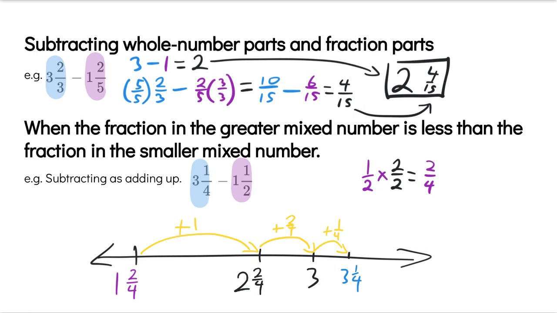So the answer to the question is located right here on top of the number line. How far did we have to go? How much did we have to add to 1 1/2 to get to 3 1/4? We added 1 2/4, 3/4. We added 1 3/4. And that's our answer.